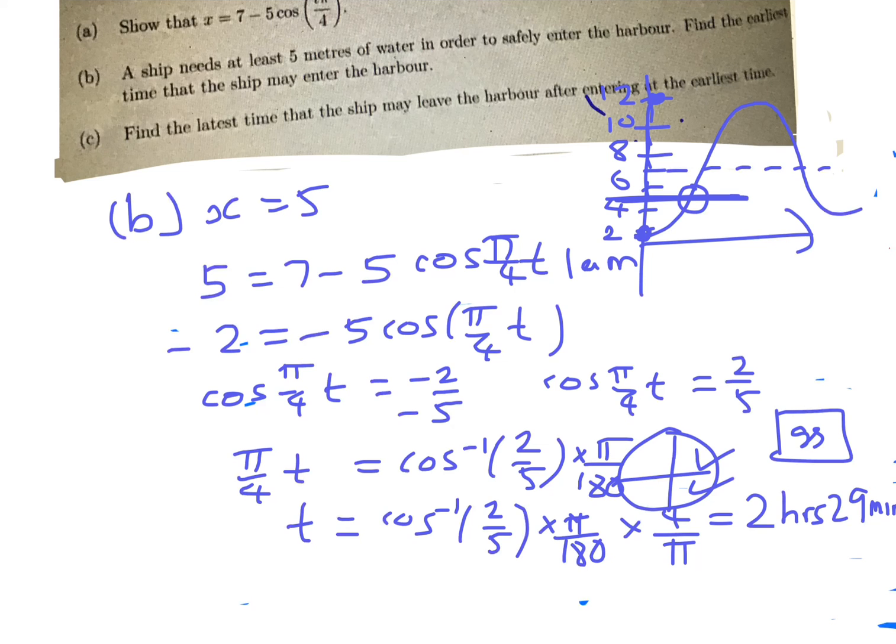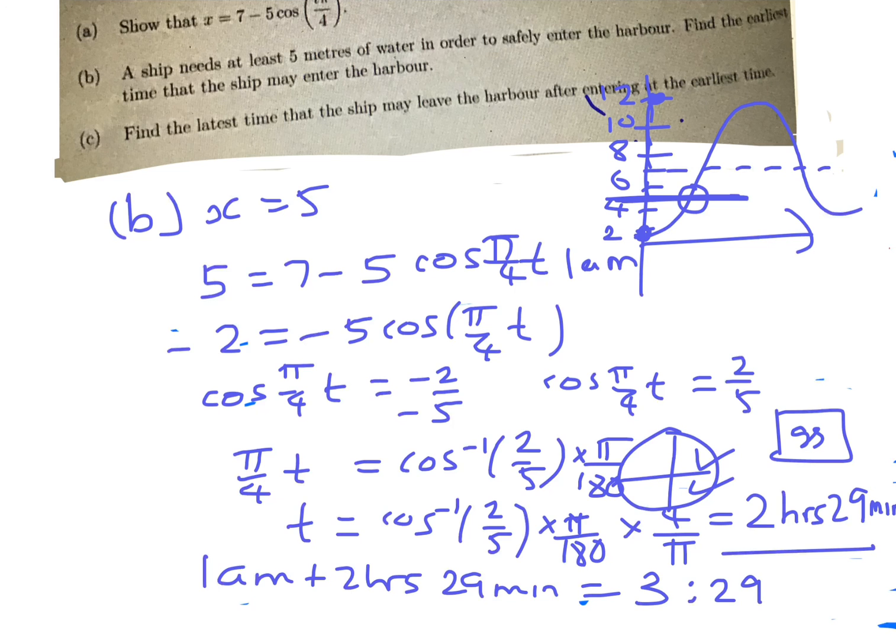Low tide is at 1 a.m. You've got 2 hours, 29 minutes. So if you go 1 a.m. plus 2 hours, 29 minutes, that would be 3:29 a.m. Okay. So the latest time it could leave would be right there.